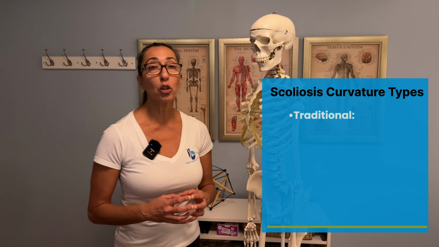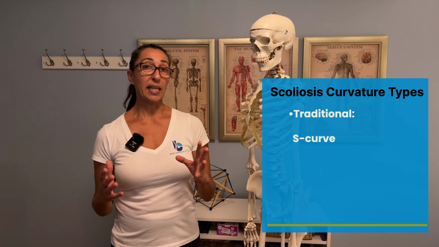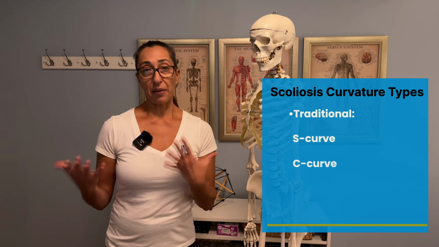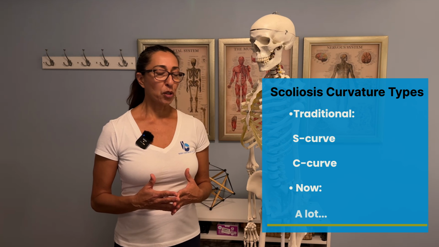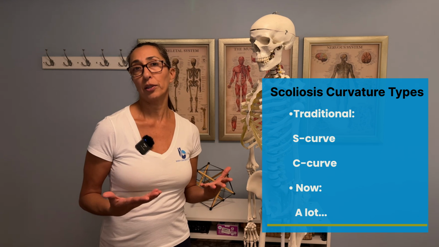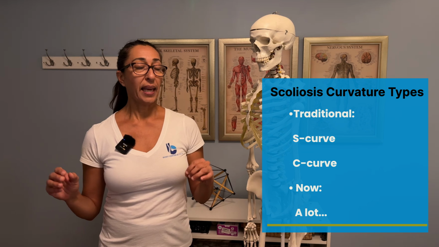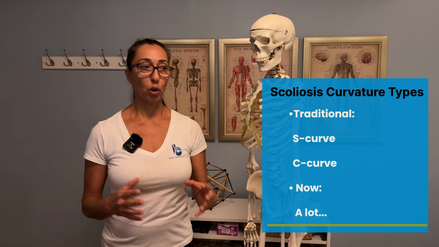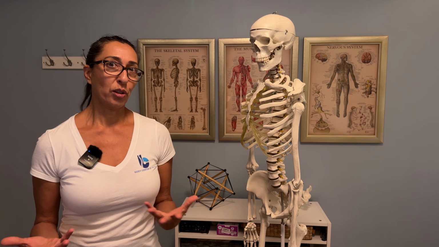But the curve can be looked at as an S or a C, and this is the traditional definition. Nowadays, we have so many versions of which type of curvature you would fall into. There are different schools of thought that came out of the Schroth method. They're all over the world, and they have different classification systems. So instead of just being S or C, there are upwards of 15 different categories you can fit into for which type of scoliosis you have. So it gets a little more complicated than just the traditional Webster's Dictionary definition.